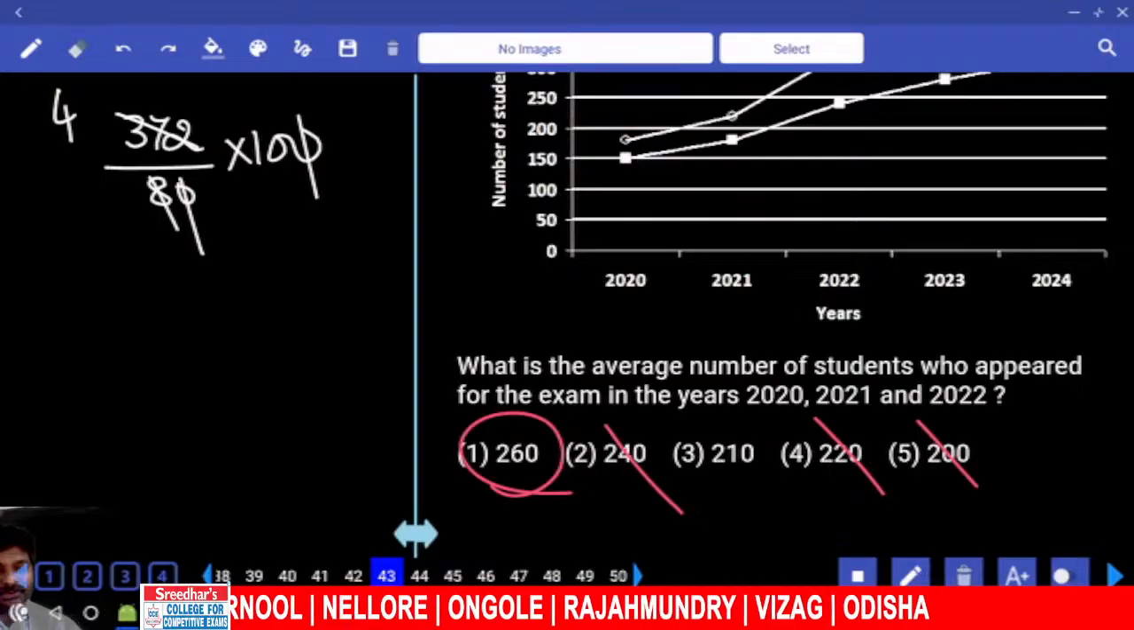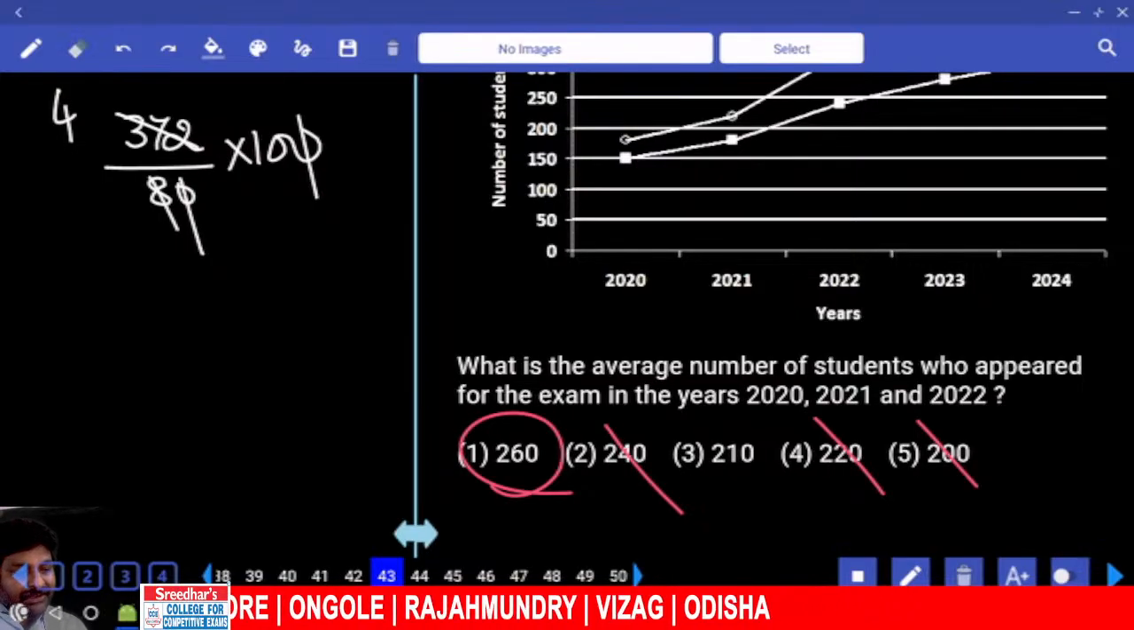What is the average number of students who appeared for the exam in the year 2020, 21, 22?